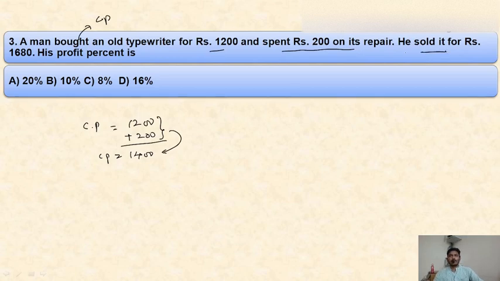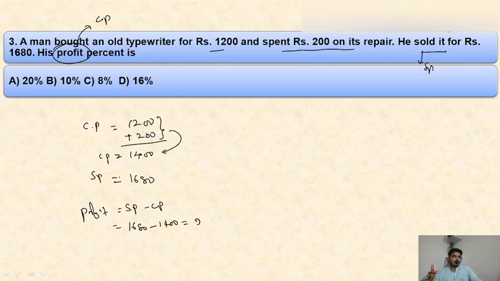Next, he sold it, and this is considered the selling price here. He sold it for 1680 rupees. Whether he got profit or loss, in the question he directly mentioned profit. The profit will be equal to selling price minus cost price. What is the selling price here? 1680 minus the cost price, that is 1400. That will be equal to the profit, which is 280 rupees.